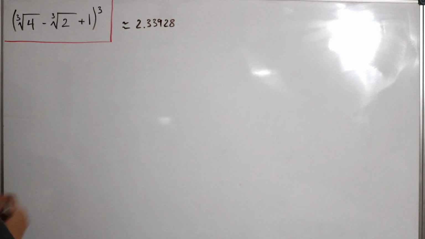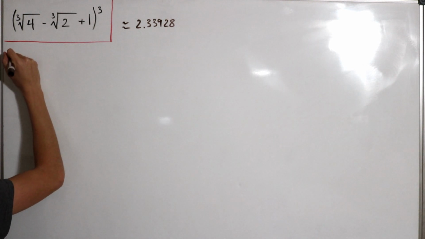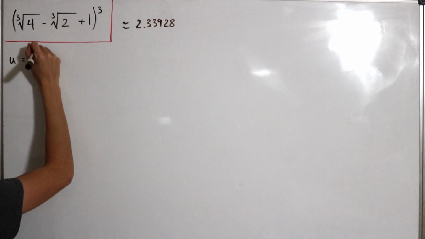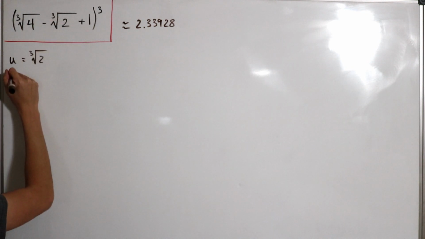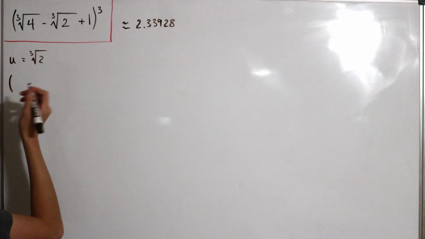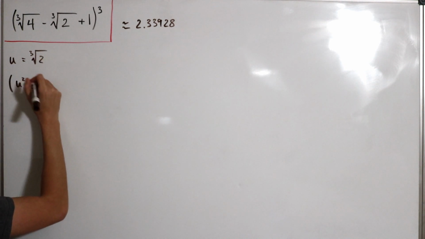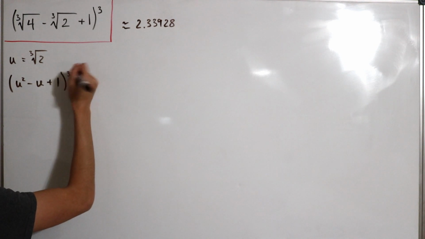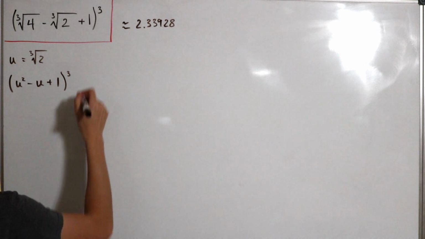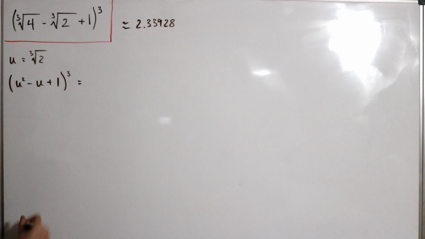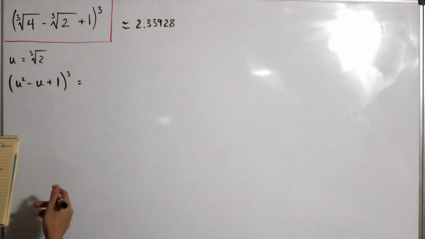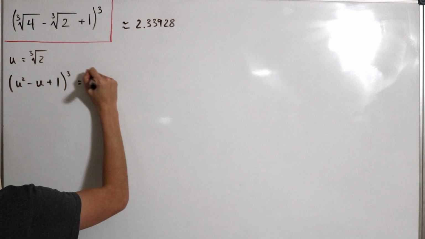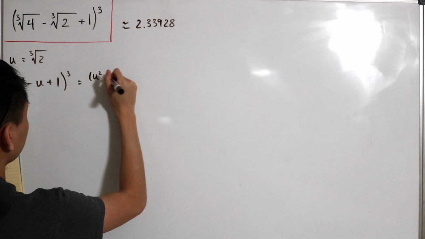So let's suppose that we set the substitution. We'll call this u. I'll let u equal the cube root of 2. And so in this case, we get the new expression. We can write this as u squared subtract u plus 1, and then cubed. What I can do is manipulate things a little better for simplifying it further using algebra: we can multiply and divide by u plus 1 cubed, in both the numerator and denominator.